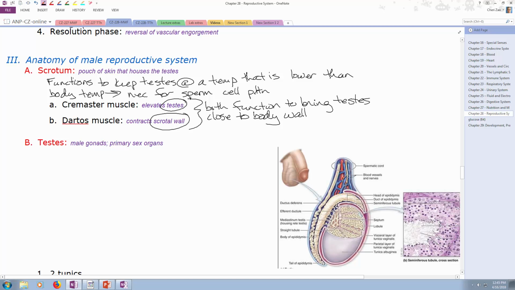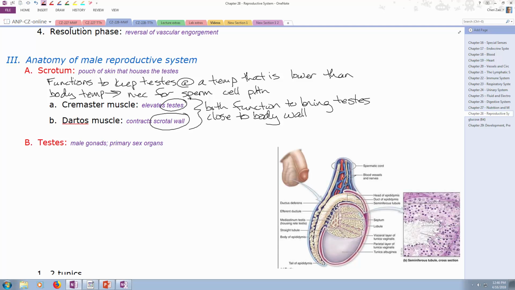And why do you suppose we have two systems here? Yeah, there's always a backup. So either one can do this for us. But typically, in a normal, healthy male, both will function, but either one can do this. And so why would you bring the testes up close to the body wall? It's cold outside, absolutely.